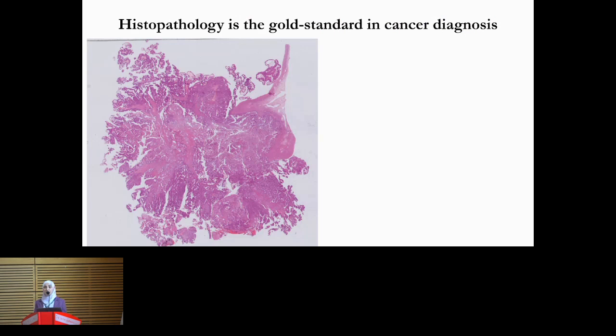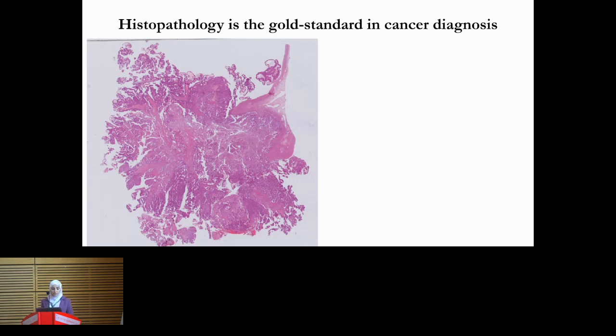The reason my group is interested in developing methods for these images is that they remain the gold standard in cancer diagnosis. These images are basically tumor sections stained with hematoxylin and eosin, and they are examined by the pathologist to look for changes in the tissue architecture and morphology.